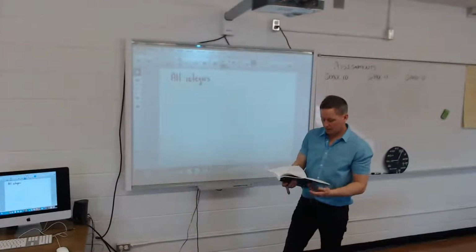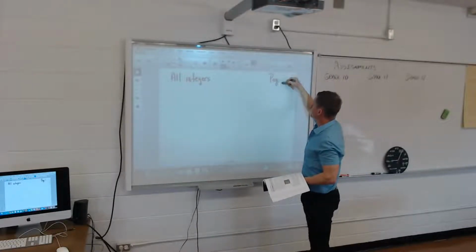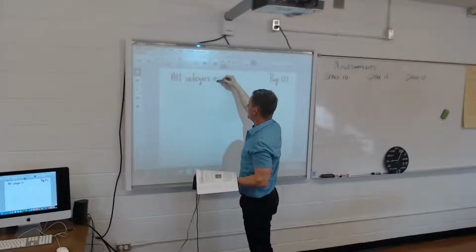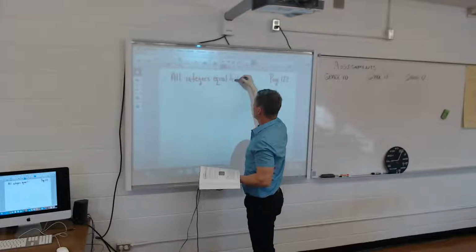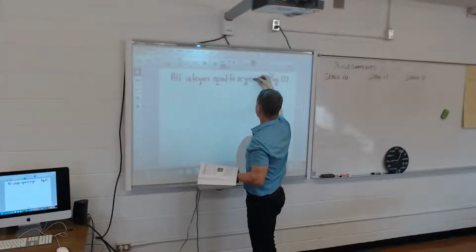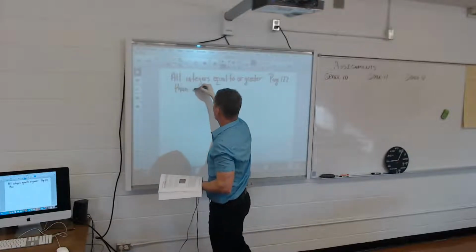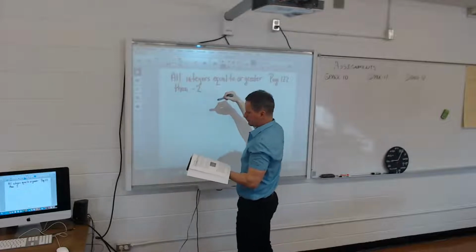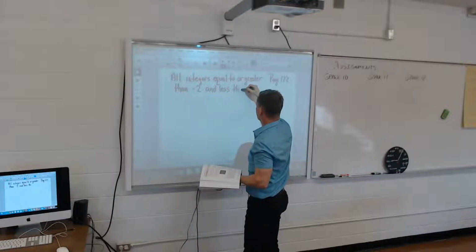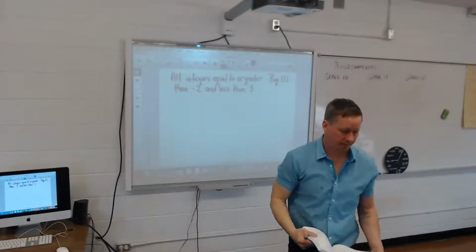And then I've got 1, 2, 3, 4, 5. Those are my integers. So on page 122. So all integers equal to or greater than -2 and less than 3.